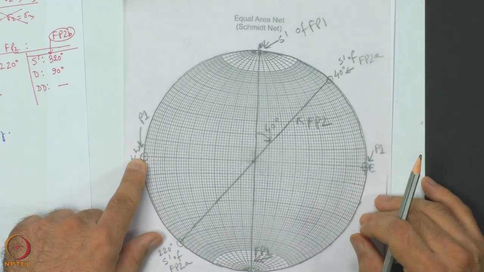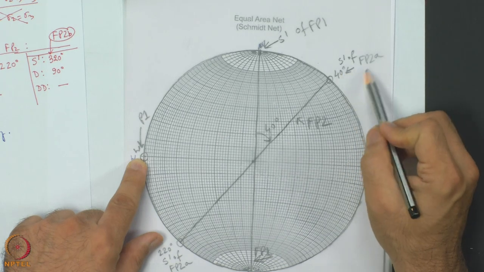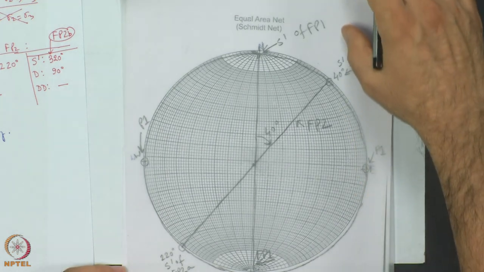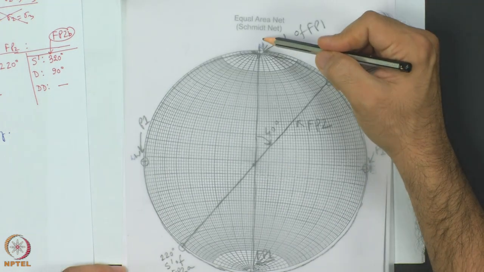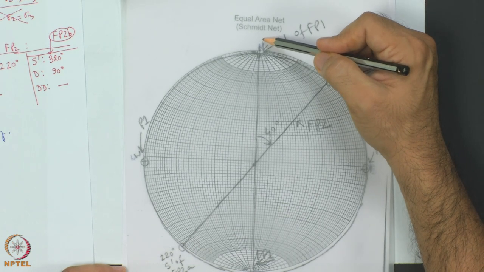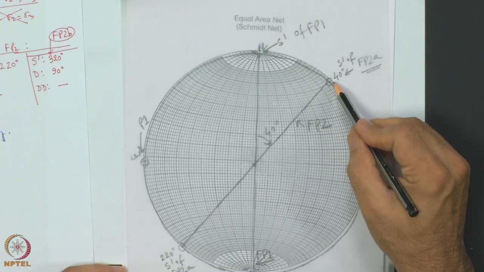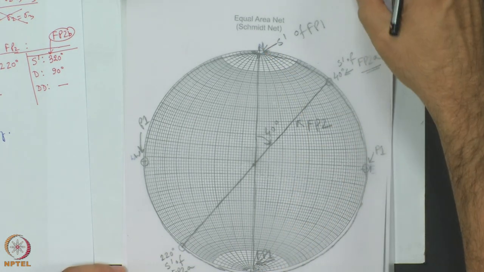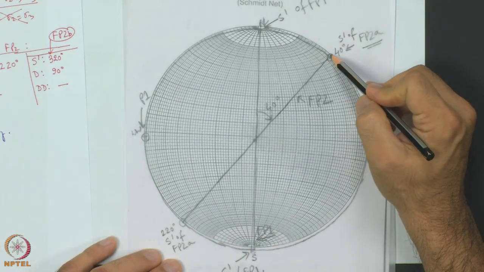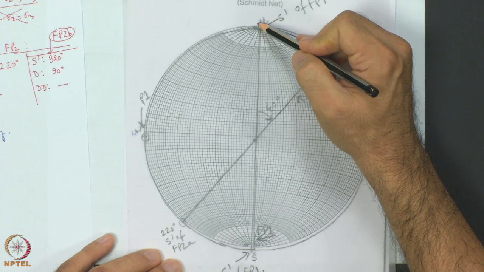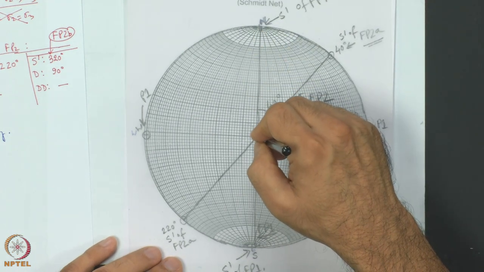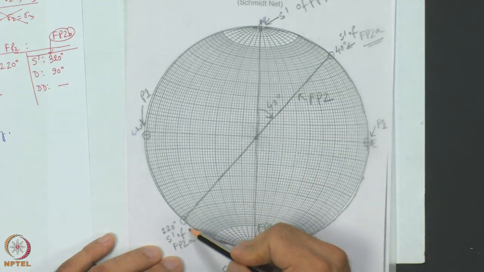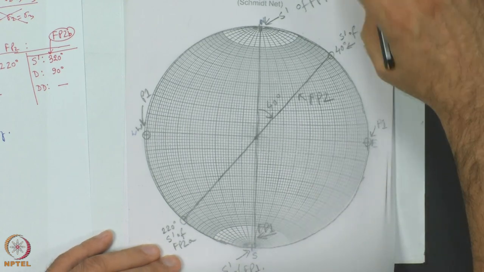Now let's look at how to plot the pole of FP2A. To do that, I can move this tracing sheet so that this 40 degree goes to the geographic north of the stereo net. Once this 40 degree point moves there, the 220 degree point will move to this side. Let me show once again. Once this 40 degree point is moved in this direction, maintaining the center of the stereo net and the center of the tracing sheet fixed, this 220 degree point will superpose with south. Have a look at it.